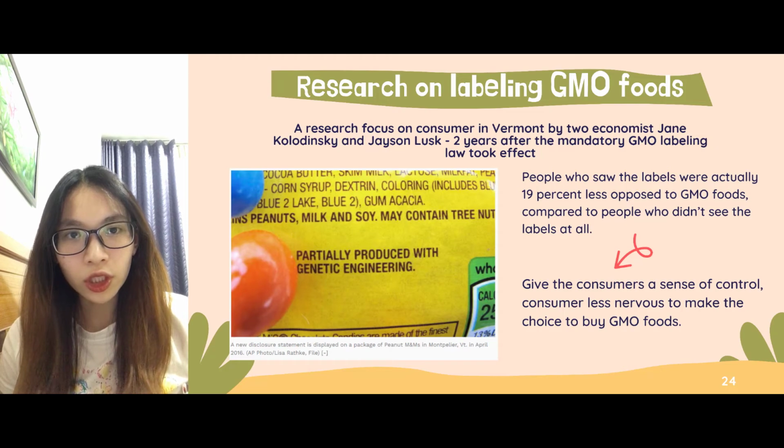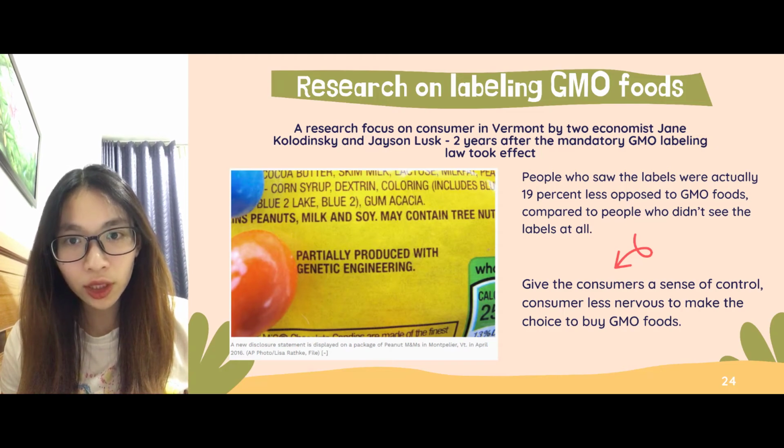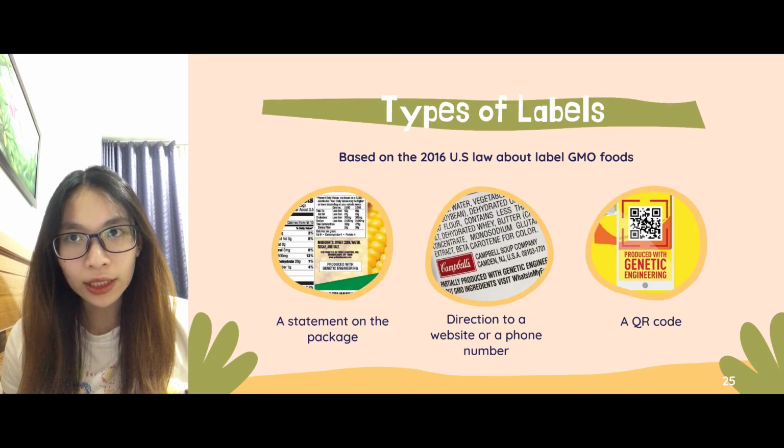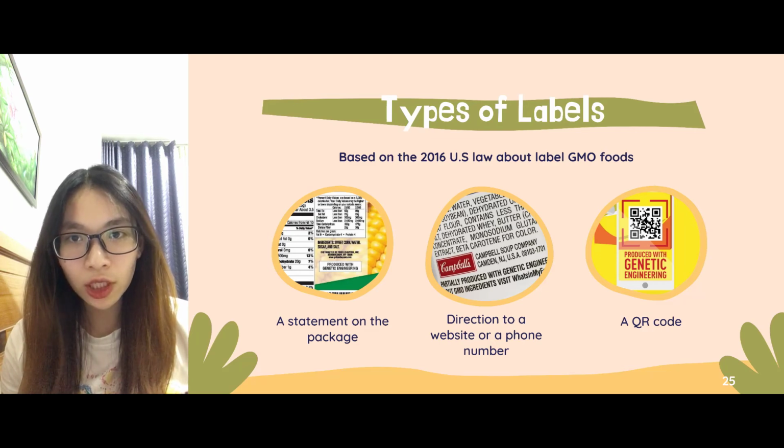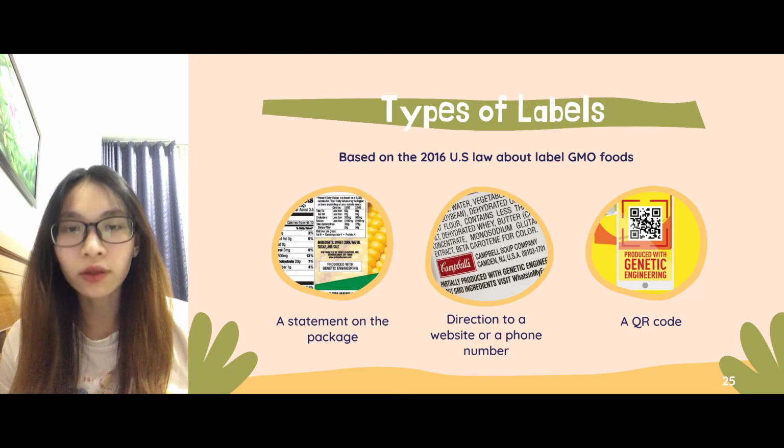From this research, we know that labeling GMO not only makes the consumer curious to know what and how their food is produced, but also gives them a sense of control, so they will be less nervous when making the decision of whether to buy it. And by this type of label, consumers will know about GMO and increasingly have the motivation and the ability to research and uncover information about suppliers and the ingredients.